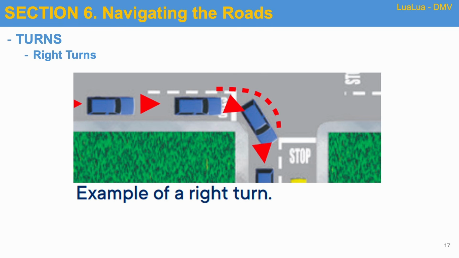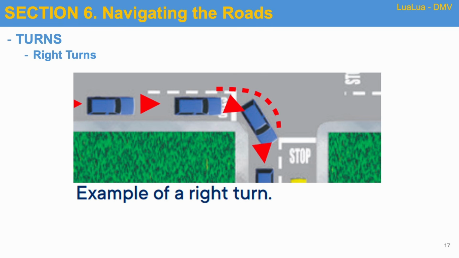Start signaling about 100 feet before the turn. Look over your right shoulder and reduce your speed. Stop behind the limit line. A limit line is a wide white line that shows the drivers where to stop before an intersection or crosswalk. If there is no limit line, stop before you enter the crosswalk. If there is no crosswalk, stop before you enter the intersection.